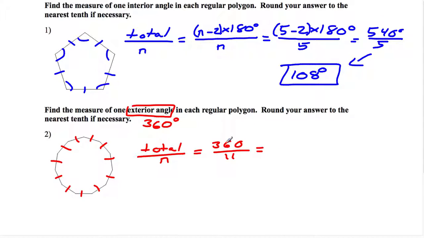I like to leave this as a fraction. 11 does not go in evenly. But if we wanted to put this as a decimal, we could say this is 32.73, that's a hundredth, so to the tenth, 32.7 degrees is our answer. But again, exterior angles for any polygon add up to 360 degrees. There is no formula. So if you just take how many angles there are, divide it into 360 degrees, you will get the final answer. Good luck.